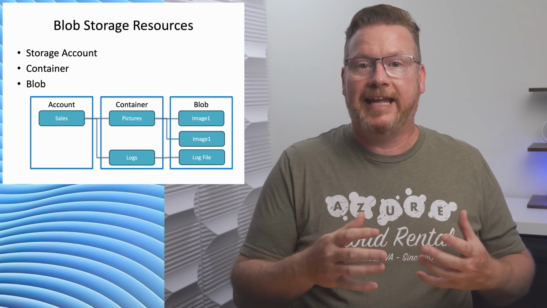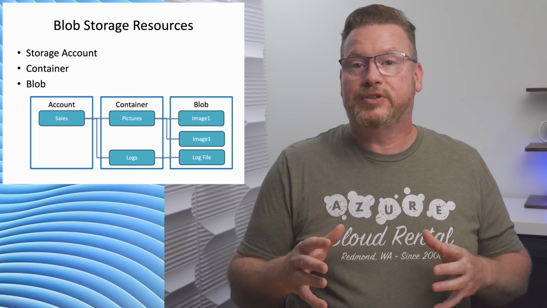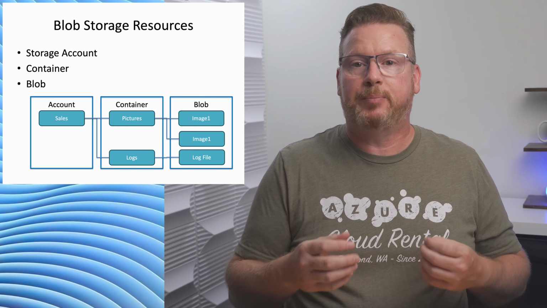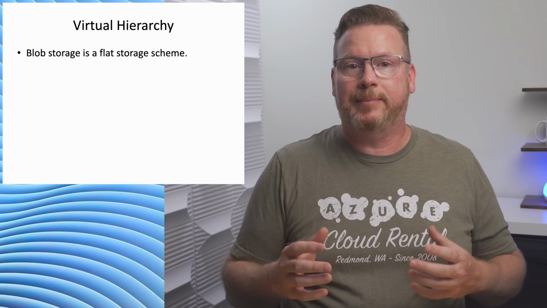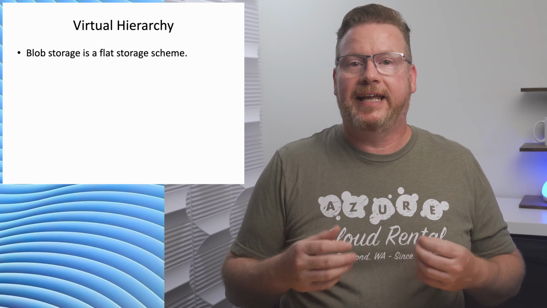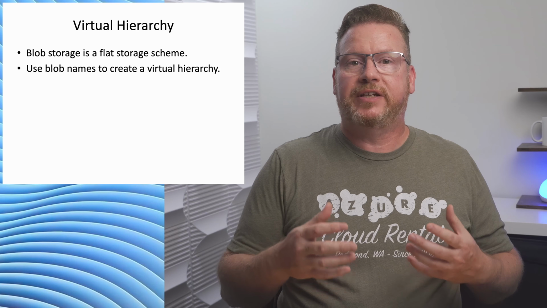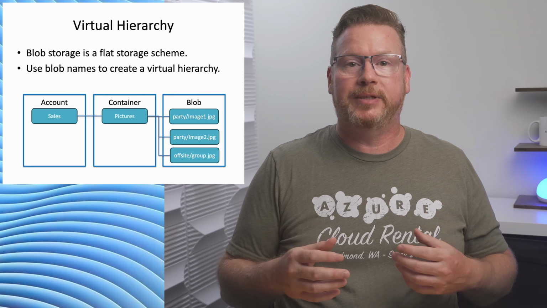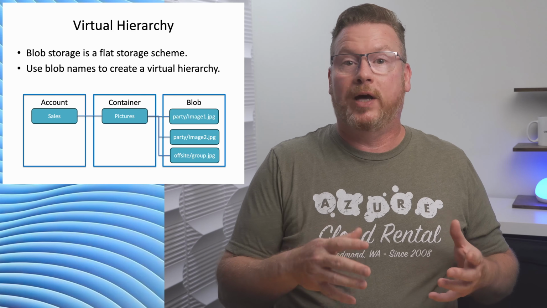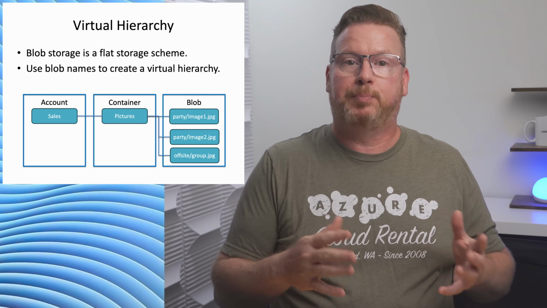The names are case sensitive, and because they are still available over the internet, any reserved URL characters have to be properly escaped. By the way, blob storage is based on a flat schema. It's simply unstructured data in a container. However, we can create virtual directories by using a / in the blob name. In the example on the screen, we have two images with party in the path, and one image with offsite in the path. This would create two virtual directories, party and offsite. Let's move on to storage accounts.